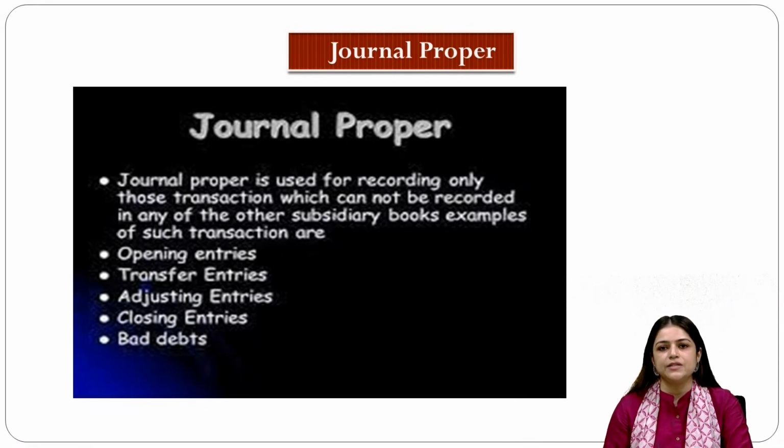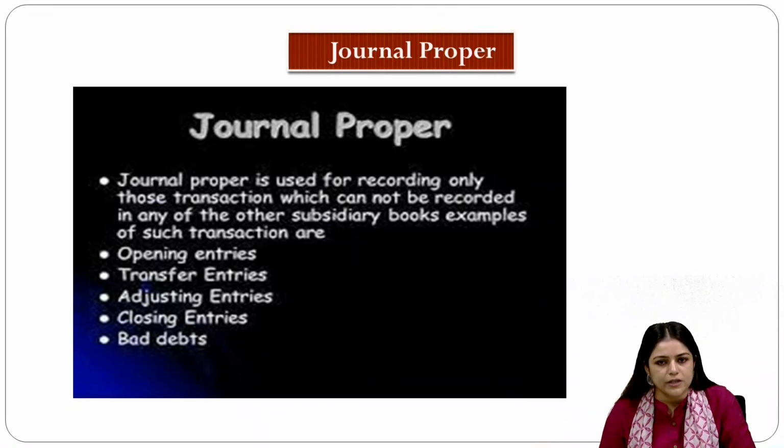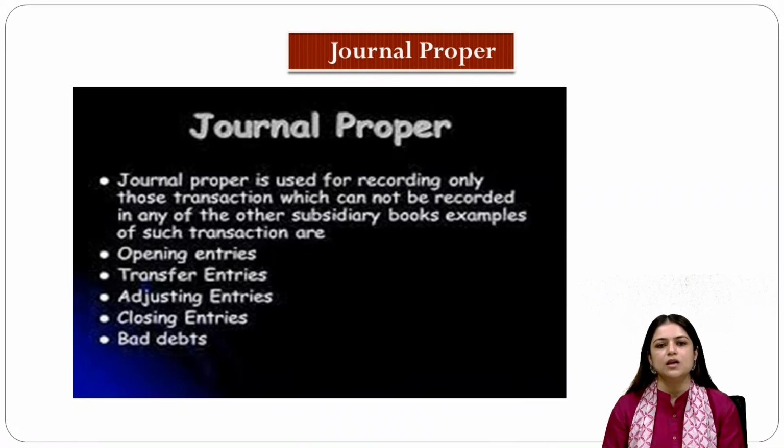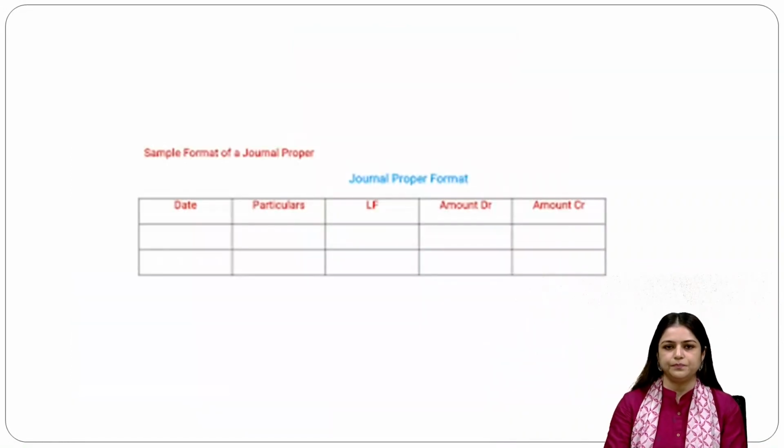And the last one is journal proper. What is a journal proper? It is nothing but recording, classifying, and summarizing the transactions in a proper manner, and this record goes on year by year. Journal proper is used for recording only those transactions which cannot be recorded in any other subsidiary books. For example, such transactions are opening entry, transfer entry, adjusting entry, closing entries, and bad debts.